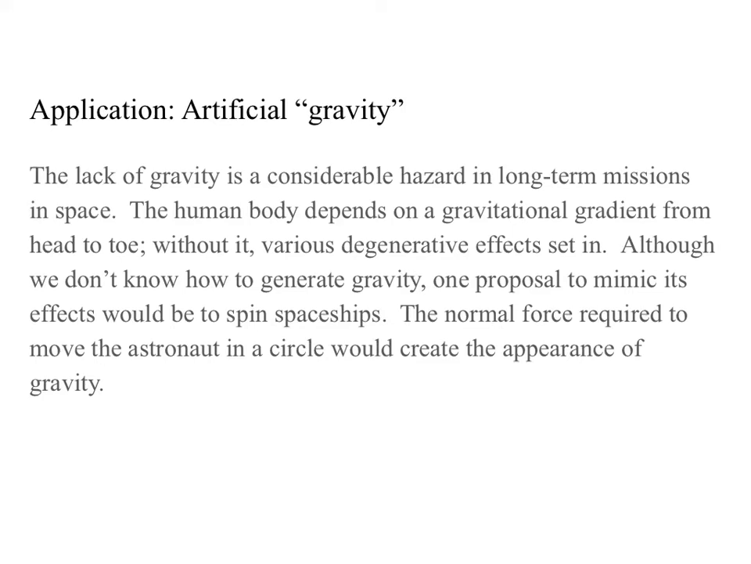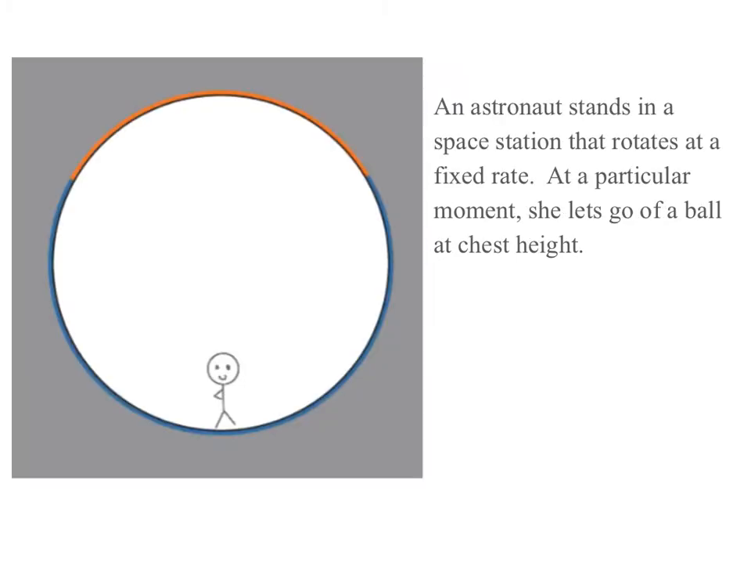One application of what we've been talking about is artificial gravity, in quotes. The lack of gravity is a considerable hazard in long-term missions in space. The human body depends on a gravitational gradient from head to toe, and without it, various degenerative effects set in. Although we don't know how to generate gravity, true gravity, one proposal to mimic its effects would be to spin spaceships. The normal force required to move the astronaut in a circle would create the appearance of gravity.